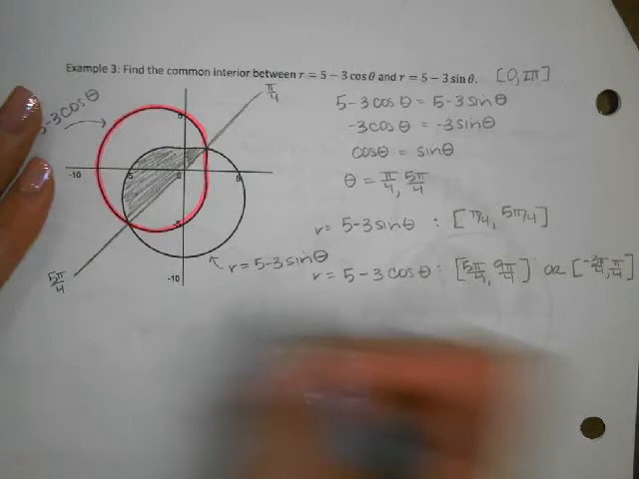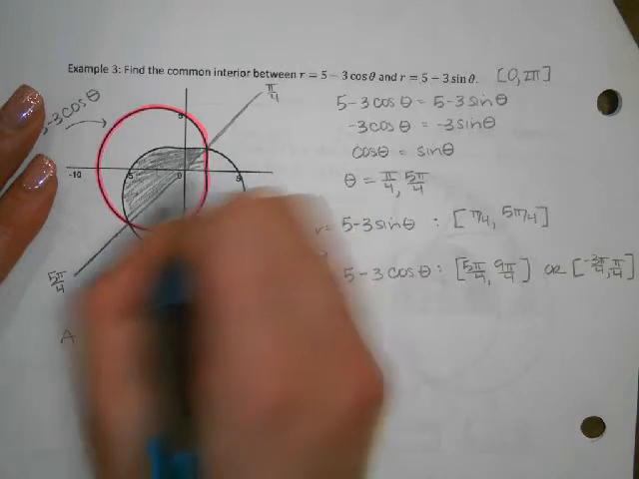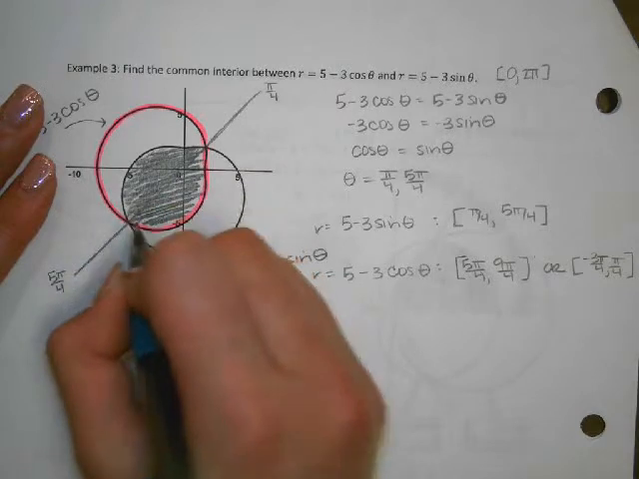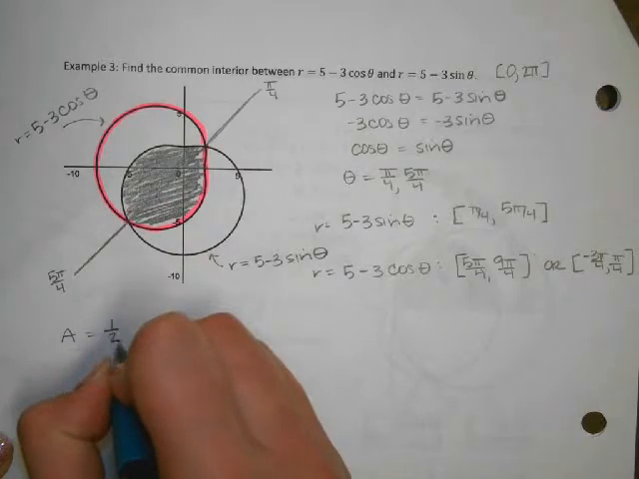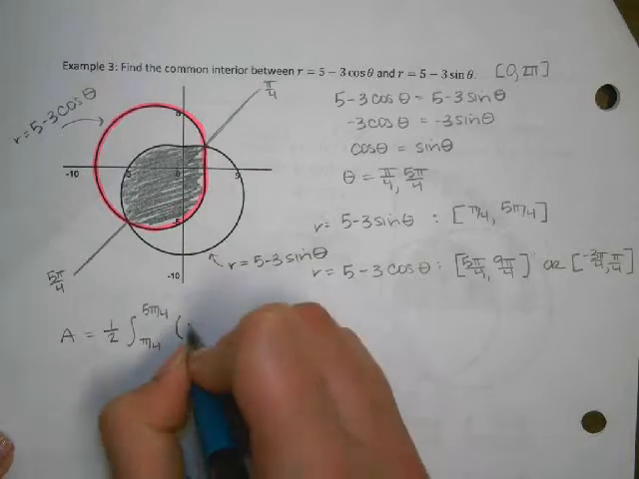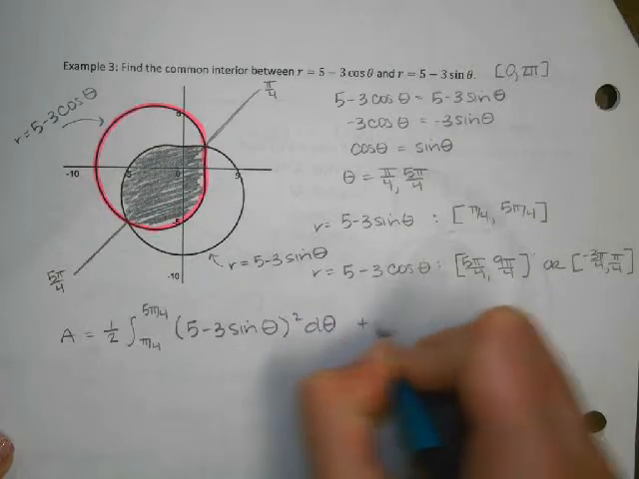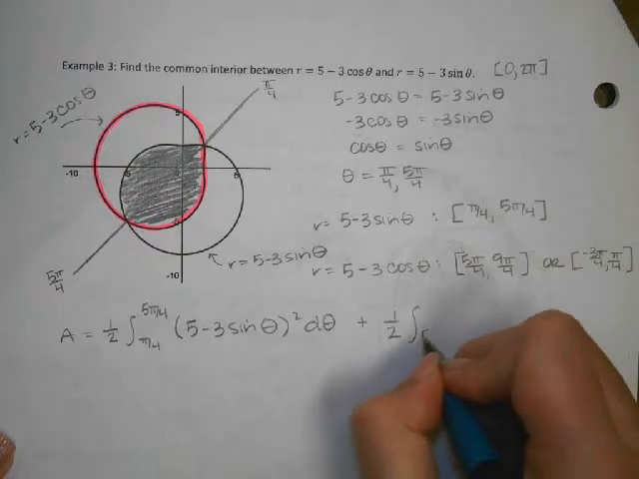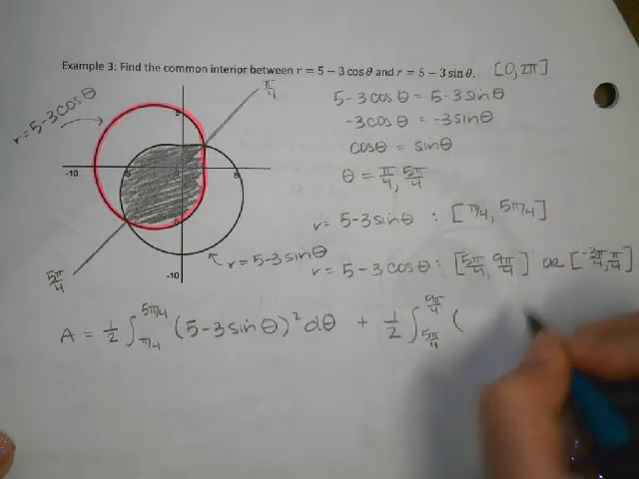So if I wanted to write the area for this inside region, and the whole region that I'm looking at is this right here, this kind of looks like a lemon. That's what I want. So the area is going to be 1/2 integral from pi fourths to 5 pi fourths of 5 minus 3 sine theta squared d theta plus 1/2, and then I can use either of those. It doesn't matter which one. If you don't believe me, you can type everything in and make sure they're the same.